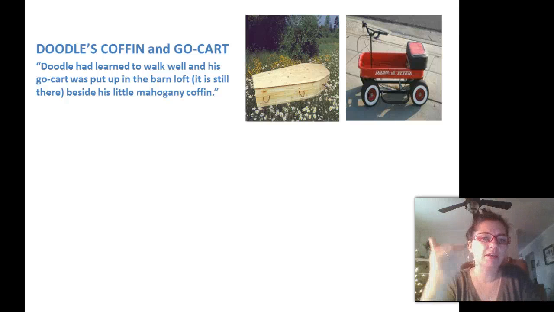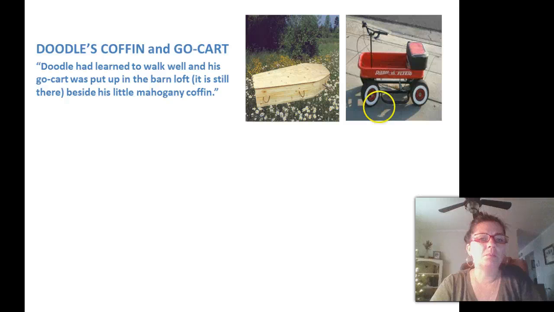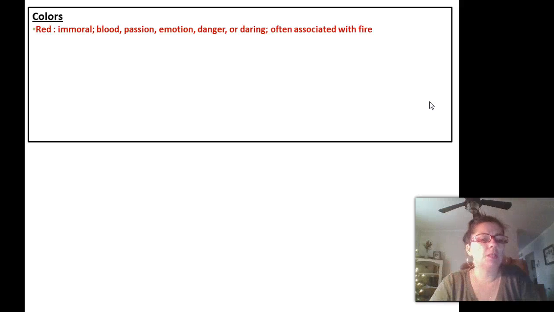When he survived, the coffin that symbolized his death was put into the barn. When he was able to walk, that go-kart that symbolized his inability to get around like a normal person was put into the barn. So there's your symbolism from The Scarlet Ibis. It is a coffin and it is a go-kart, but it represents so much more. Now, the cool thing about symbols is they come in many shapes and forms, and this is just something you're going to have to become familiar with.